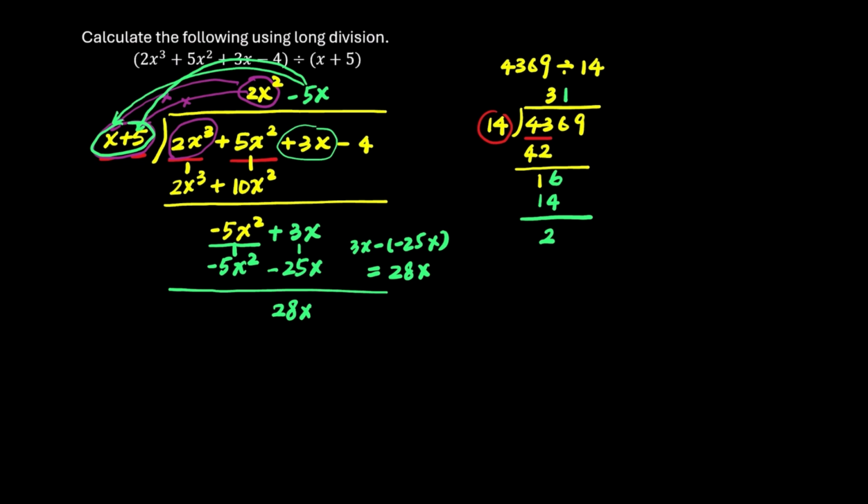For the number, we bring down the last digit, 9, down here. So we have 29. We know that 14 multiplied by 2 is 28. Subtracting them, we have 29 minus 28, which is 1. So dividing 4369 by 14 gives us a quotient of 312 with a remainder of 1. So 312 is the quotient. And 1 is the remainder.